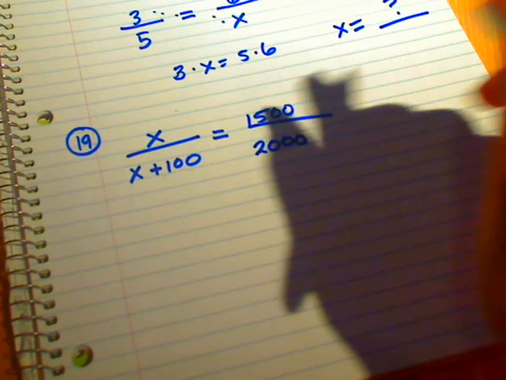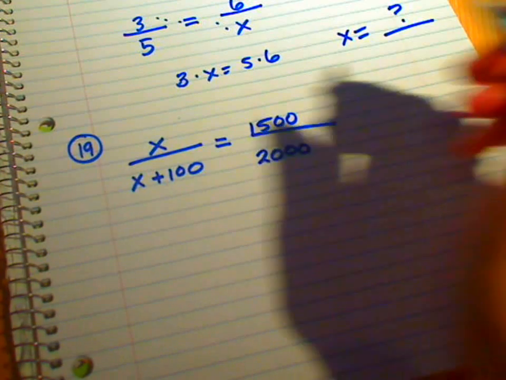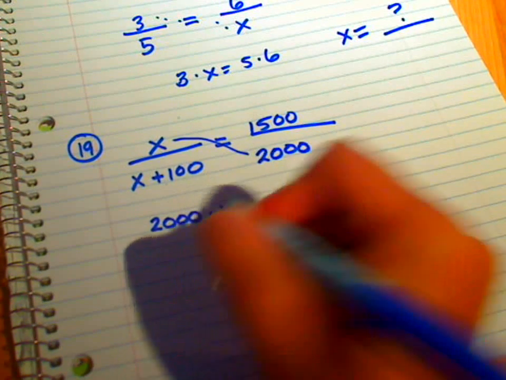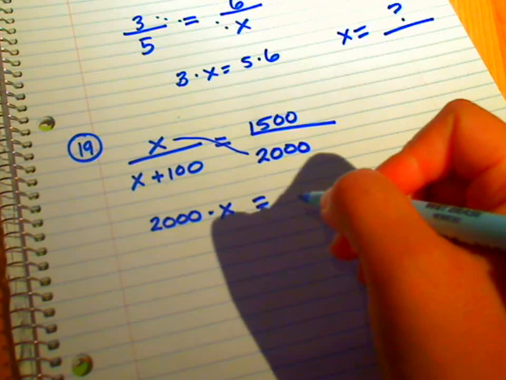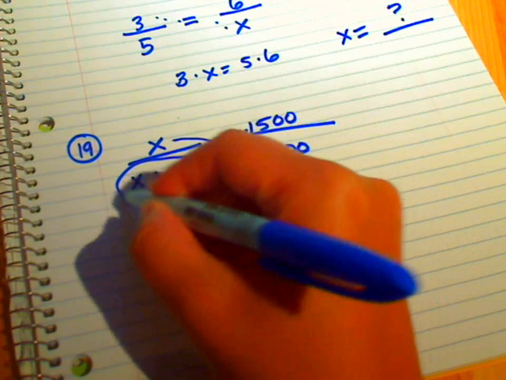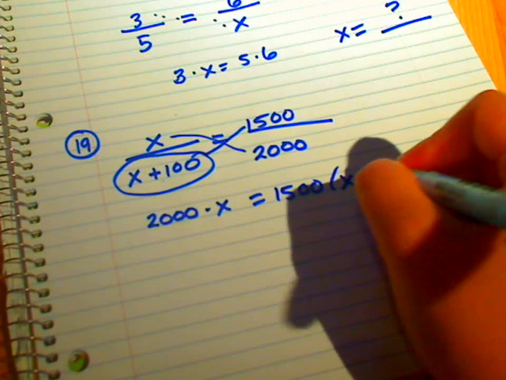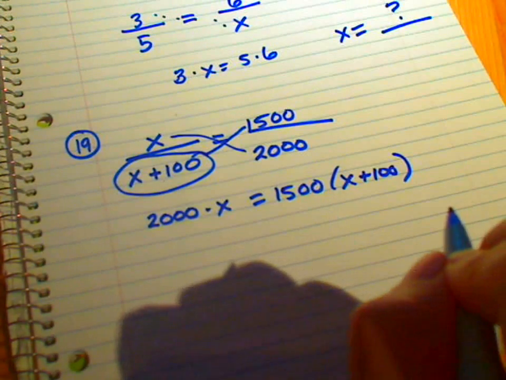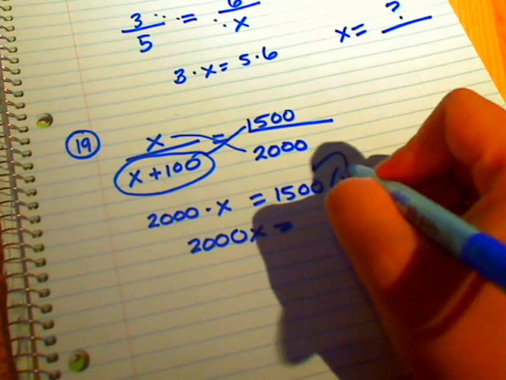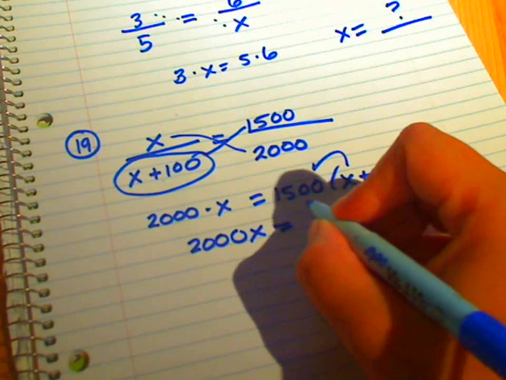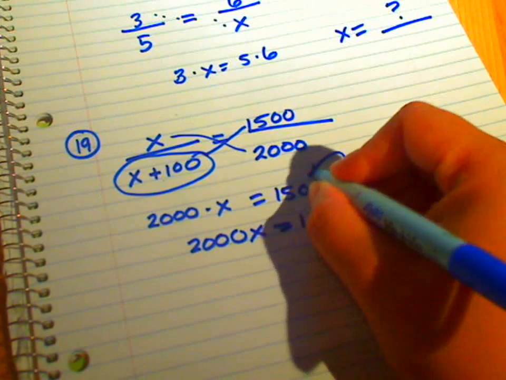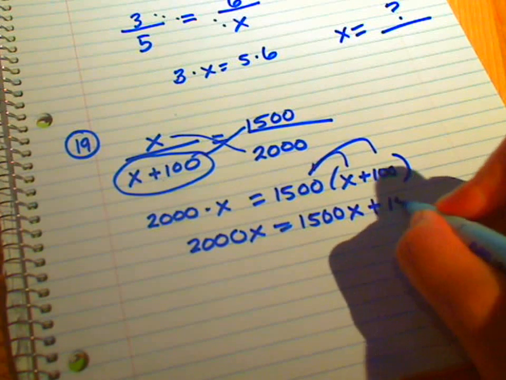So we're going to do cross multiplying just like I did for number 18. I'm going to multiply 2,000 times x. Now this is the only tricky part here. I'm going to do 1,500 times all of this, x plus 100. Now don't lose the zeros on this, so I have 2,000x equals distribute. 15 times 1x is 1,500x plus 1,500 times that is 150,000.